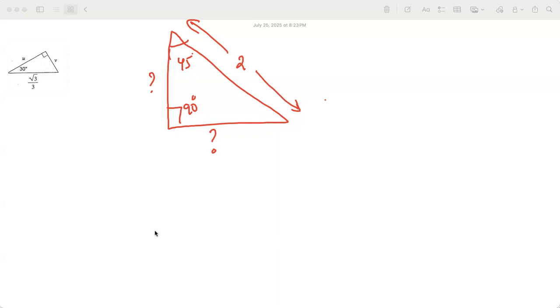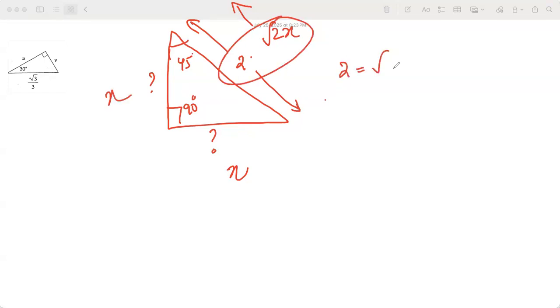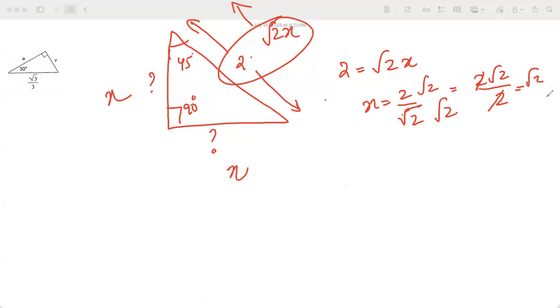Okay. Who did not understand? I'm going to quickly show you. See, this side is root 2x. This is x, this is x. Now it's just equating. 2 will be equal to root 2x. X will be equal to 2 by root 2. This is unacceptable. You'll have to multiply by root 2. That becomes 2 root 2 by 2. 2 and 2 will get cancelled. What remains is root 2. X is root 2. This is root 2. This is root 2. That's all. Easy?